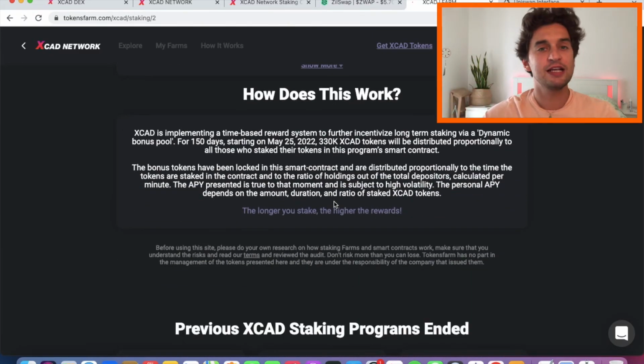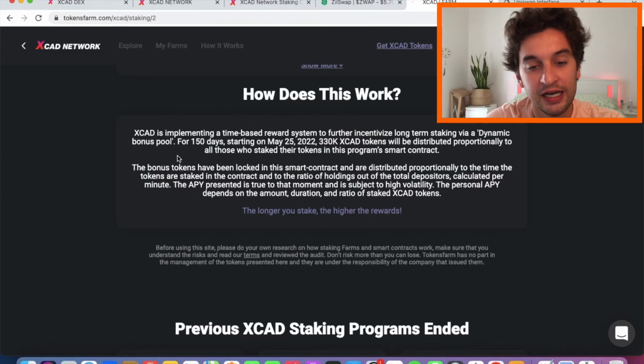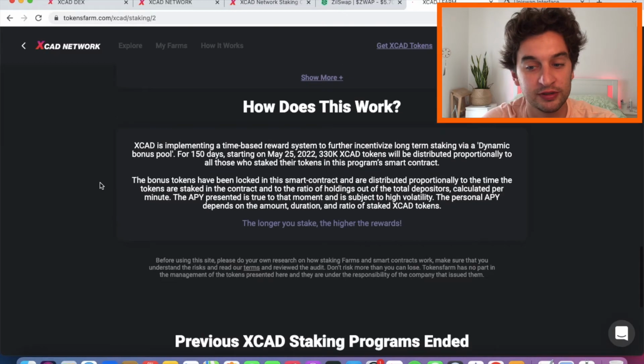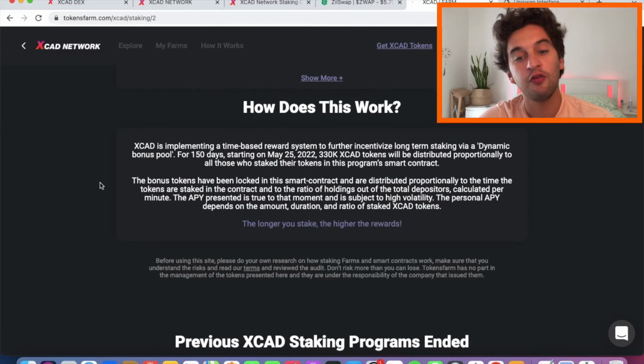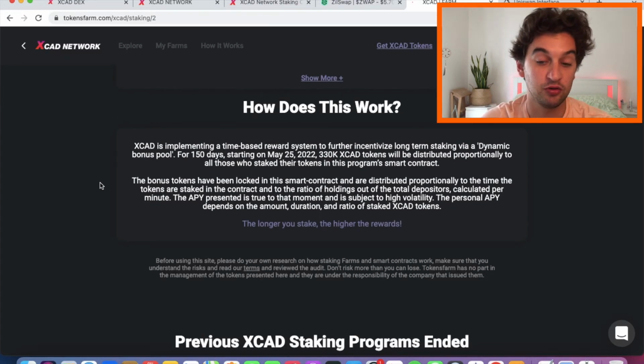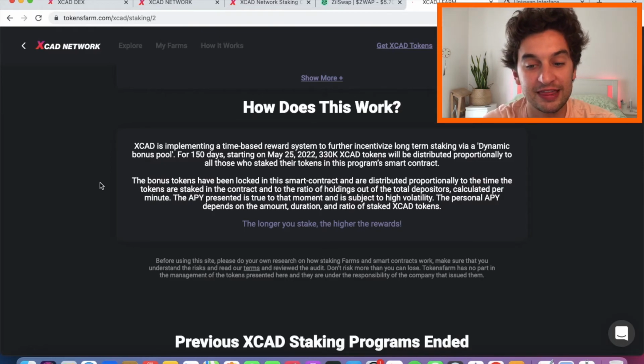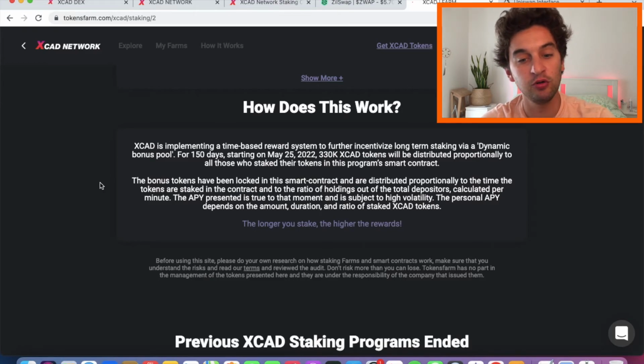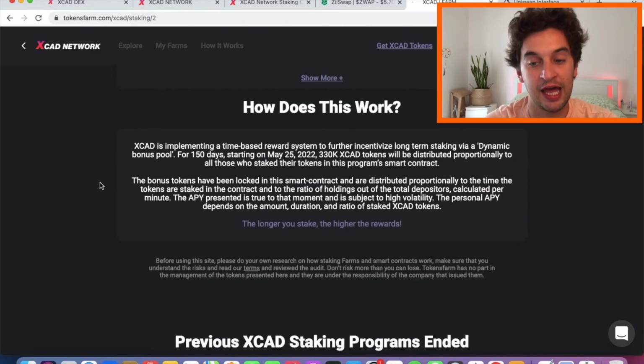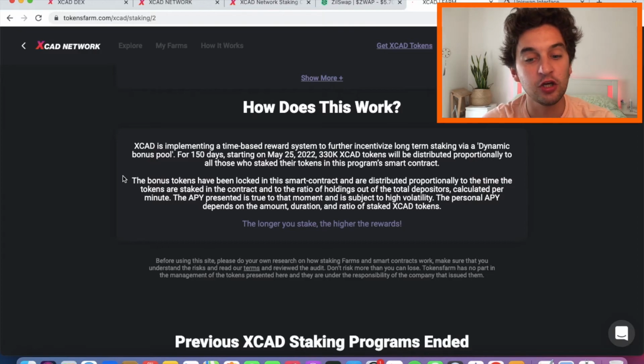How does it work? Let's look at how it works from the rewards. XCAD is implementing a time-based reward system to further incentivize long-term staking via a dynamic bonus pool. For 150 days starting on May 25th, so not long ago, 330,000 XCAD tokens will be distributed proportionally to all those who stake their tokens in the program smart contract. The bonus tokens have been locked in the smart contract and are distributed proportionally to the time the tokens are staked in the contract and to the ratio of holdings out of the total deposited, calculated per minute.